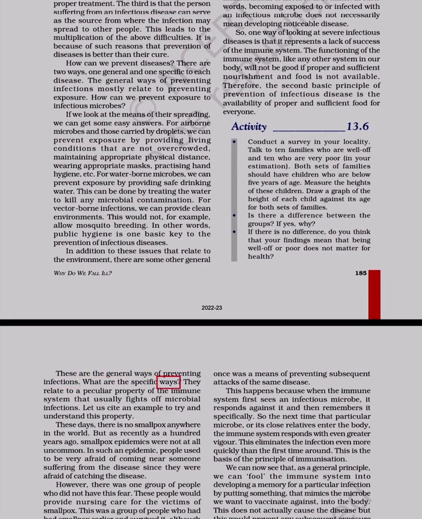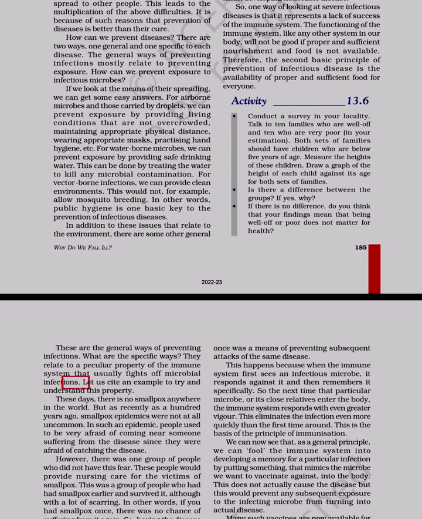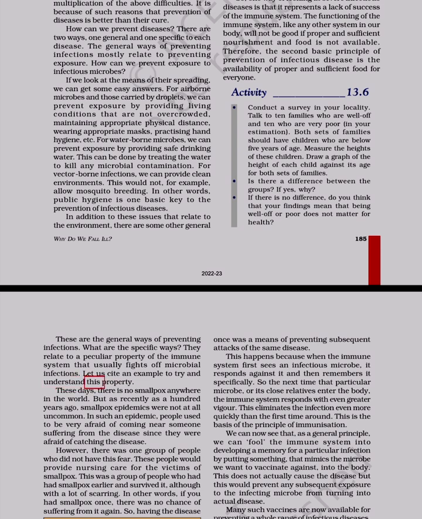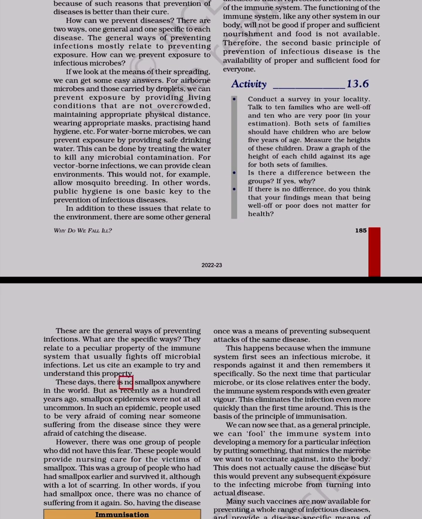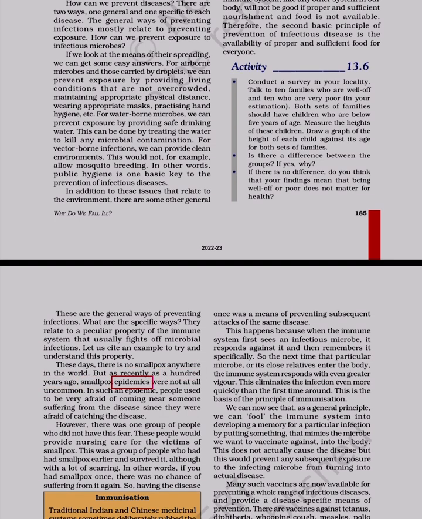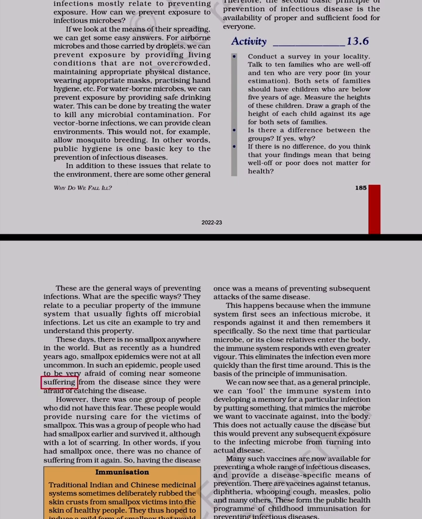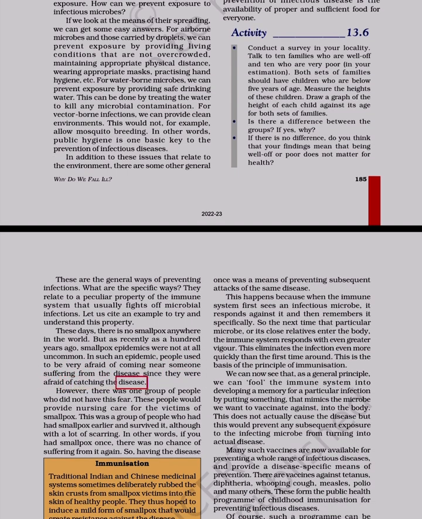What are the specific ways? They relate to a peculiar property of the immune system that usually fights off microbial infections. Let us cite an example to try and understand this property. These days, there is no smallpox anywhere in the world, but as recently as 100 years ago, smallpox epidemics were not at all uncommon. In such an epidemic, people used to be very afraid of coming near someone suffering from the disease since they were afraid of catching the disease.